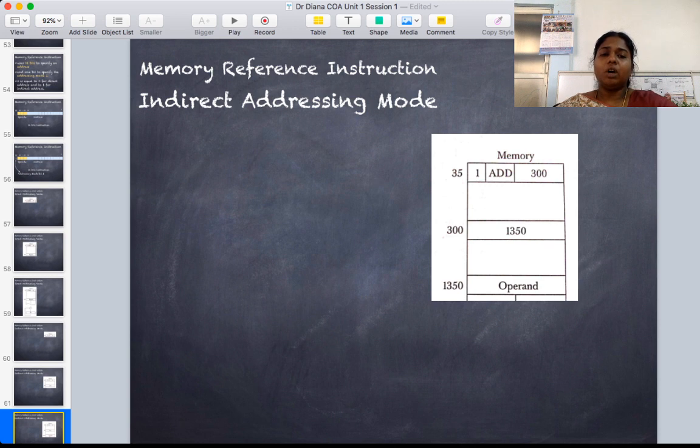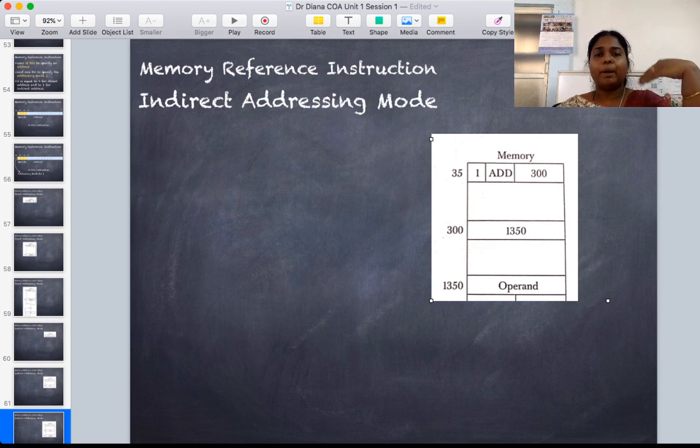Now here I have used a 12-bit value 300 in the instruction, and at that location I am not able to find my operand. At that location I find another address value, and at that address I can find the operand. So I have not directly given the location of my operand in the instruction, but I have given an address where I can find the address of the operand. Clear? So one time I have to go and look in the memory for the location value, then at that particular location I can find the operand.